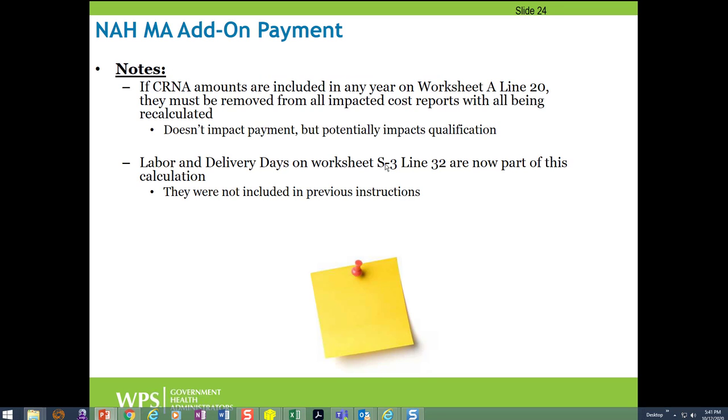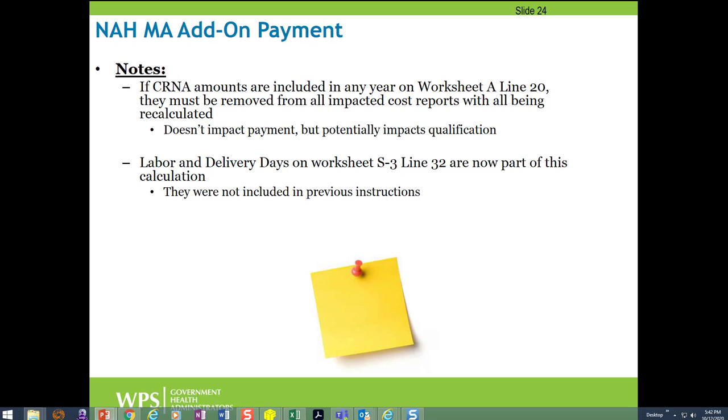If CRNA amounts are included in any year on worksheet A line 20, or line 19 if you're dealing with the old cost report form set, they must be removed from all impacted cost reports, with all of those cost reports being recalculated before you grab the data to input into this calculation. Now, the CRNA does not impact the payment itself, but it does potentially impact qualification, because for those years that are in question, you are required to have nursing and allied health cost reimbursement before you can be eligible for this managed care add-on payment. So that's the reason for that.